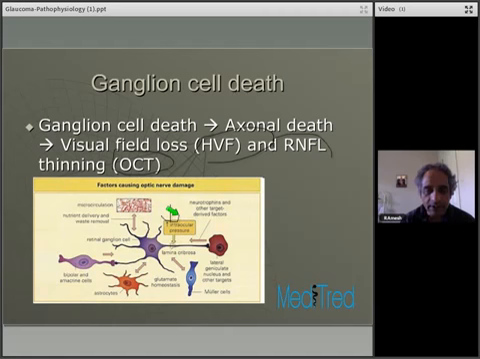And then you can do a visual field test, and based on that you can decide the visual field loss. And then using imaging technology such as the OCT, you can measure the retinal nerve fiber layer thickness in this area, and that will give you thinning of the retinal nerve fiber layer. So these are the factors that help you make a diagnosis of glaucoma. But at the molecular level, at the cellular level, this is what is happening.